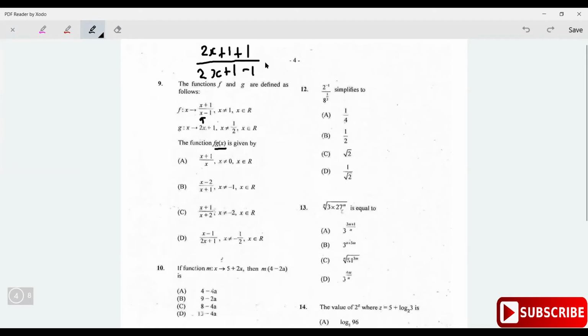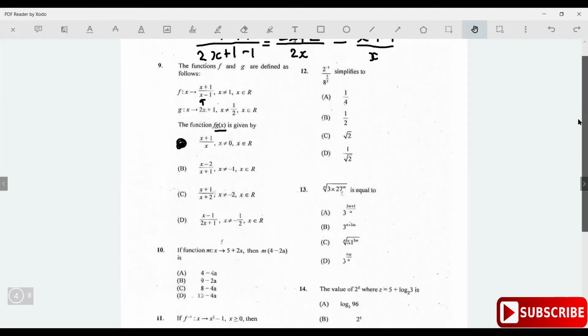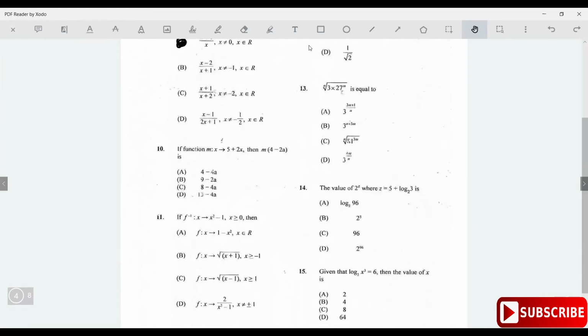So what you're going to get is, this works out to be 2x plus 2, and you're of course dividing it by 2x plus 1 minus 1. So you're just dividing it by 2x. So 2x plus 2 divided by 2x. Divide the numerator and the denominator by 2. So you're going to get x plus 1 over x. That's what we get. Option A. Easy question.